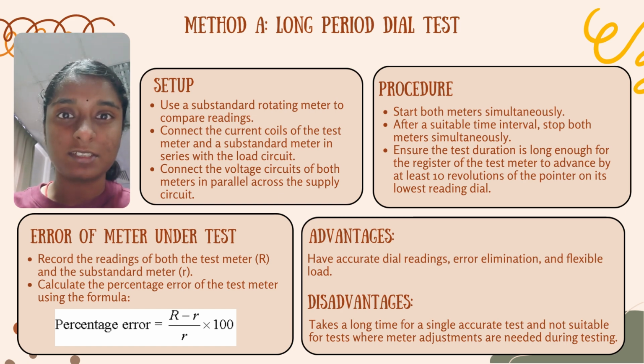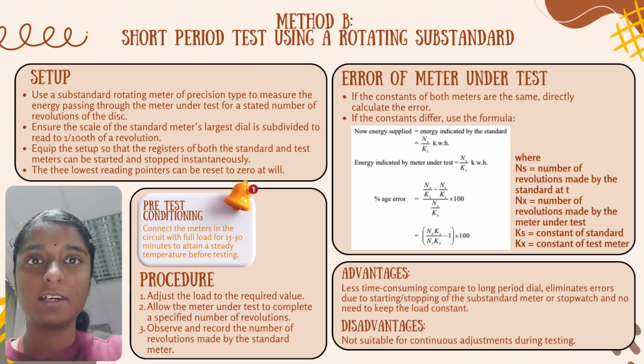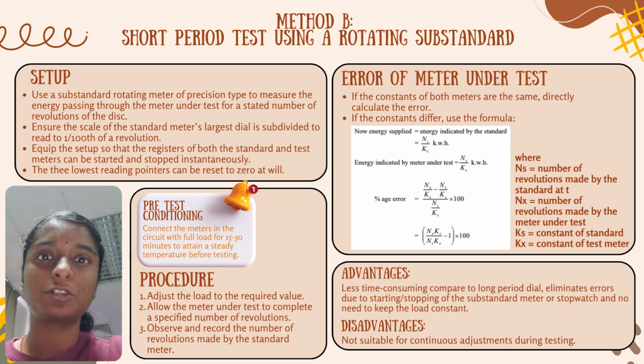And its disadvantage is it takes a long time for a single accurate test, and it's not suitable for tests where meter adjustment is needed during the testing. The next method, method B, is short period test using a rotating substandard.